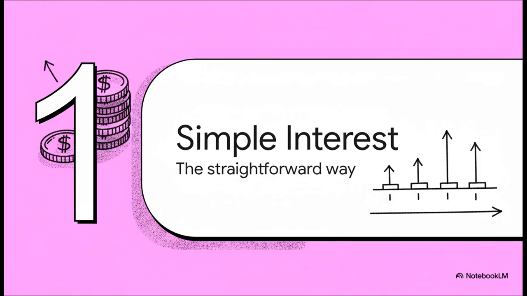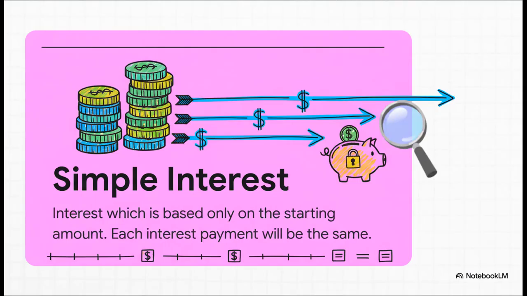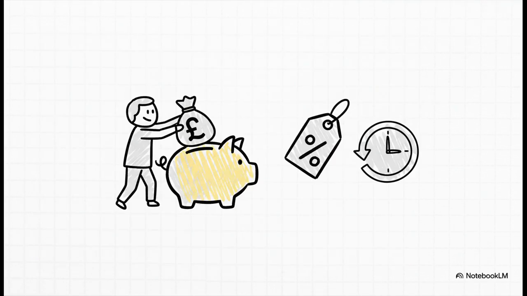This is the most basic, most straightforward place to begin. So what is simple interest? The key thing to remember is that the calculation is always based on the initial amount you put in, the principal. That's it. This means the actual amount of interest you earn each year is fixed. It's the same amount again and again. It never, ever changes. To really see how this plays out, let's follow an example.